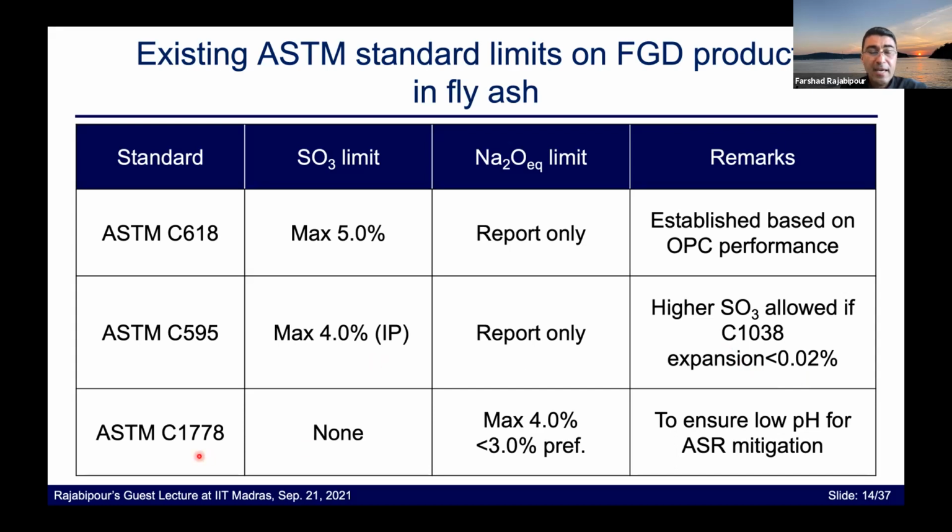Finally, the ASR spec, ASTM C1778, really doesn't pay attention to the SO3, but for the alkali content, it puts a cap of 4% for fly ash and prefers 3%. And this is to ensure that there is a low pH for mitigation of ASR as a result of use of such fly ashes.